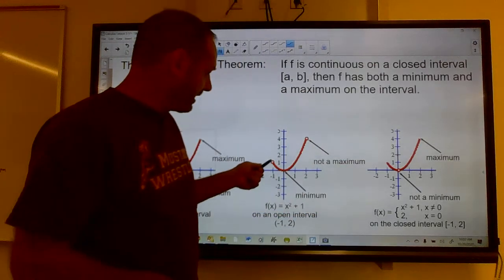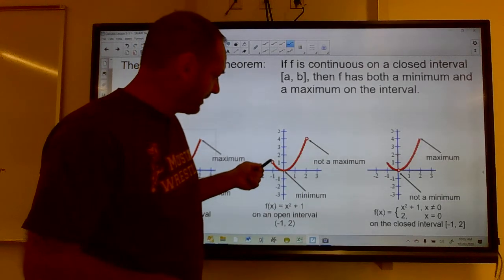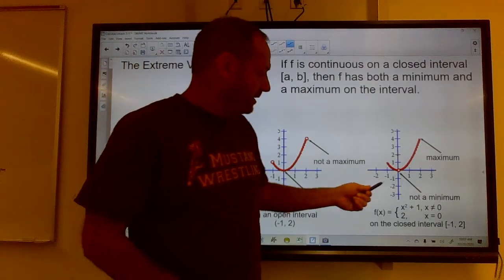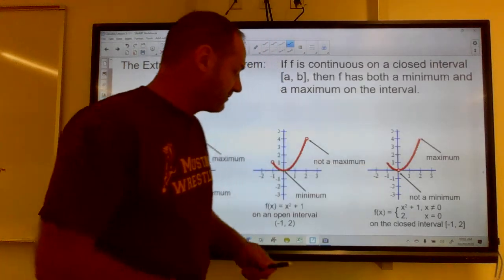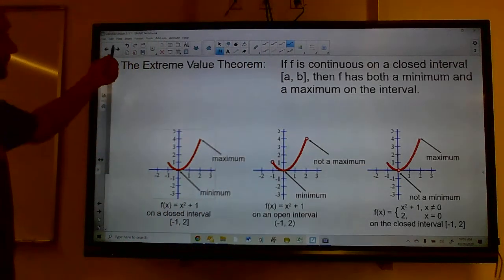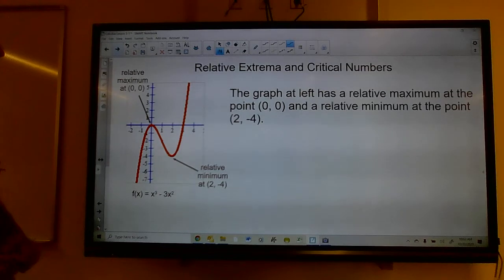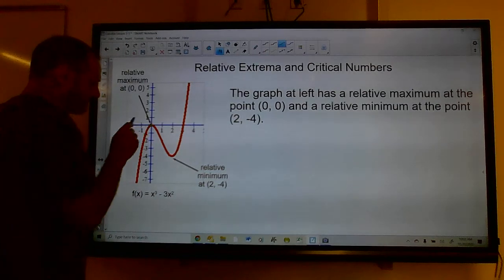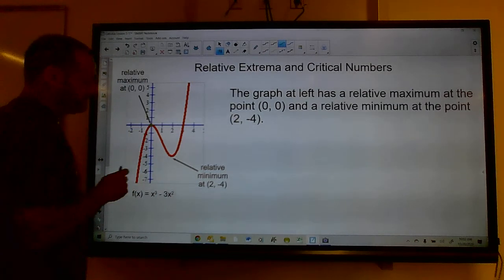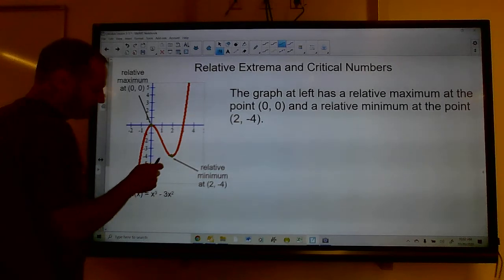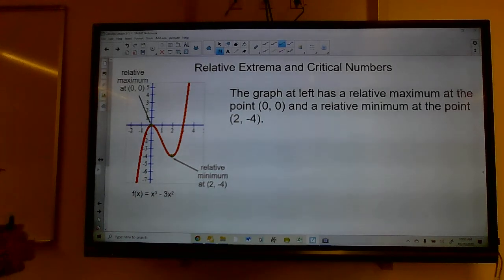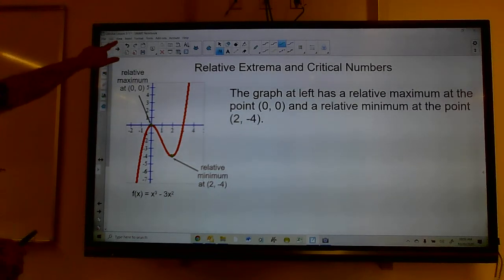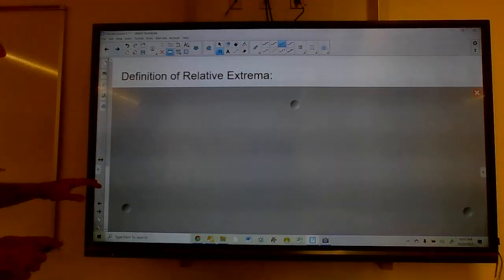And same thing over here. Now, if this was closed, it would have a relative maximum over here. This one doesn't have a minimum, but it does have a maximum because it ends. The graph at the left has a relative maximum at the point (0, 0). So if you look here, there's the relative maximum. It has a relative minimum at the point (2, -4). It does not have an absolute max or min.